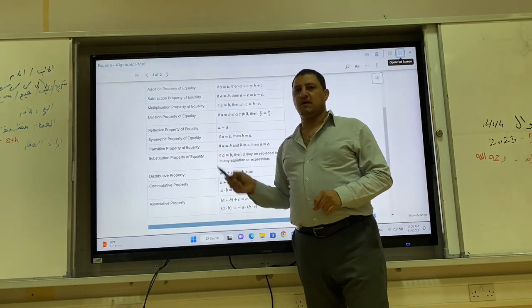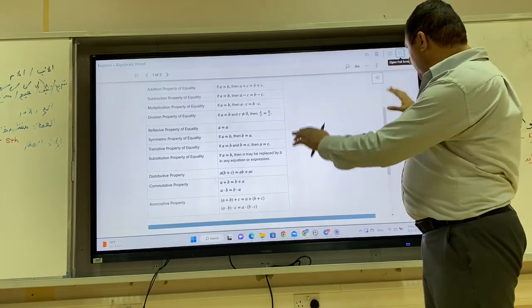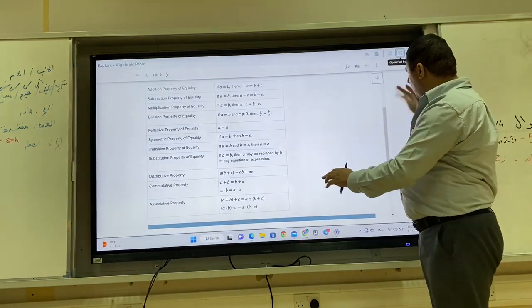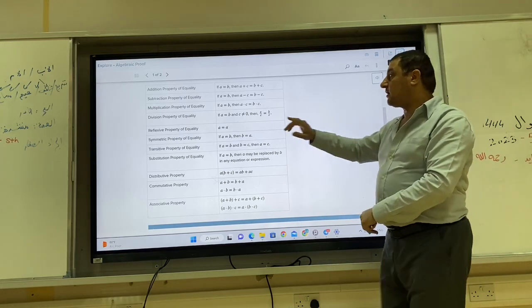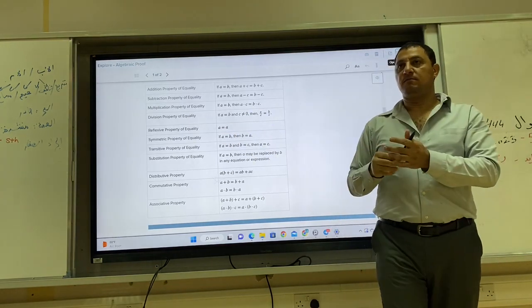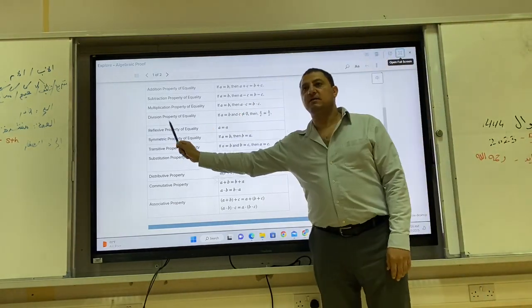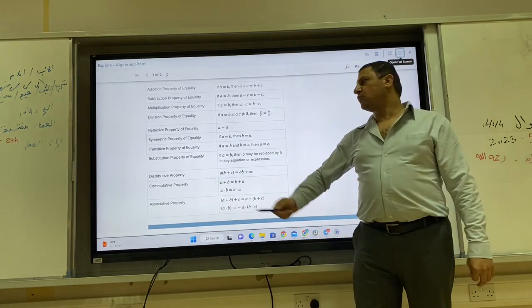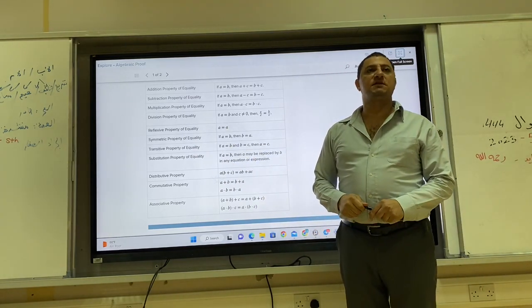Reflexive property of equality. What does reflection mean to you? Like if you have a mirror like this, so I am equal to myself. So A equals itself. This marker equals itself by reflexive property. So we have reflexive property of equality when something equals itself.